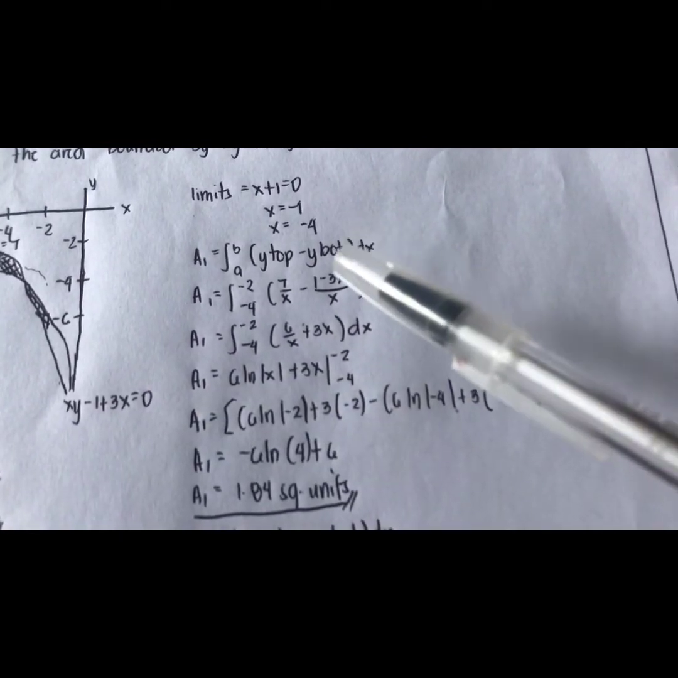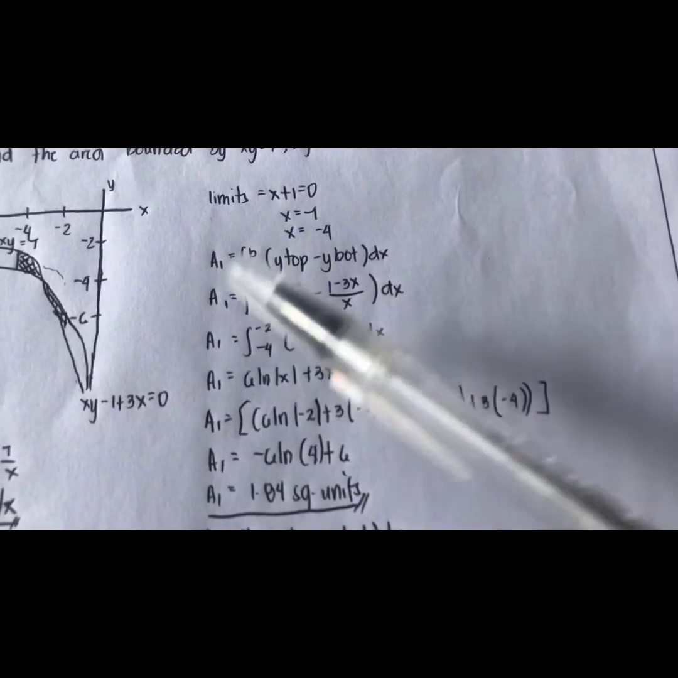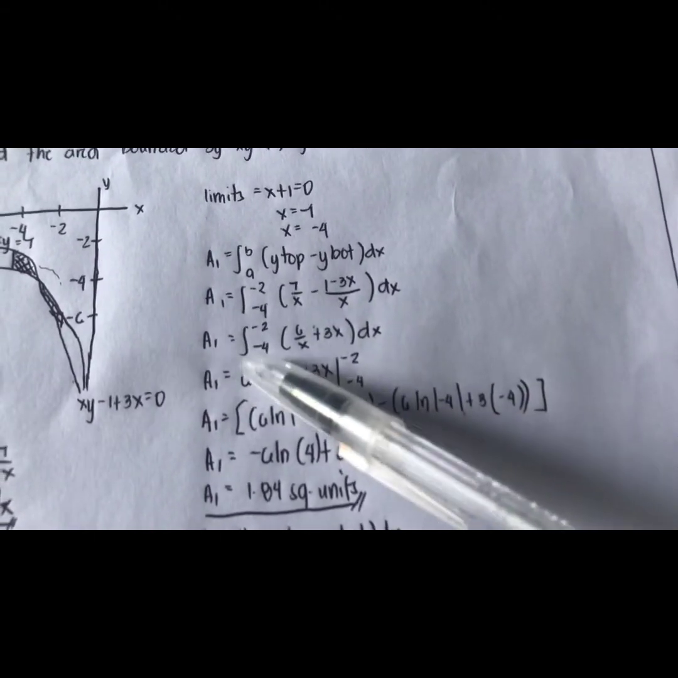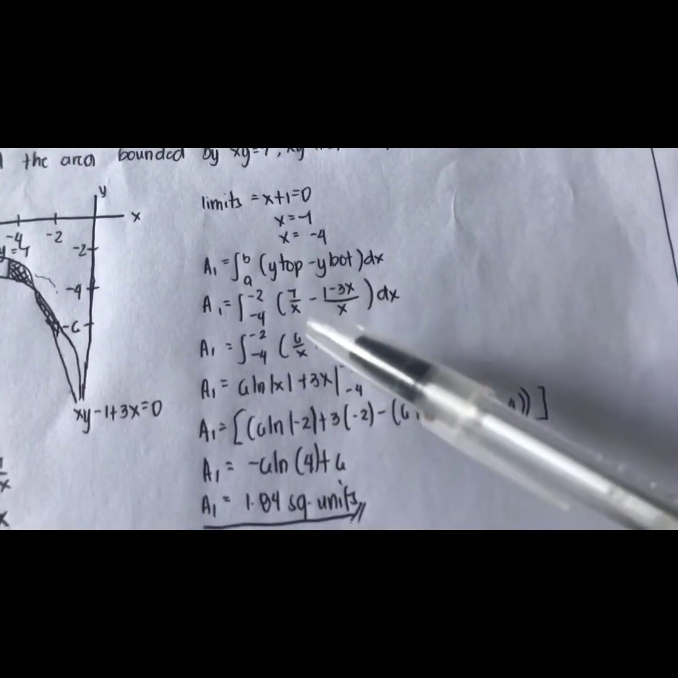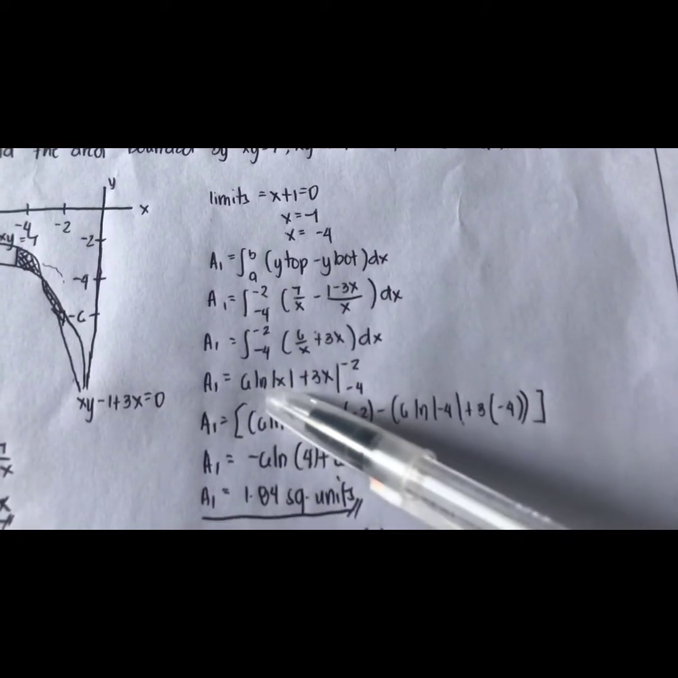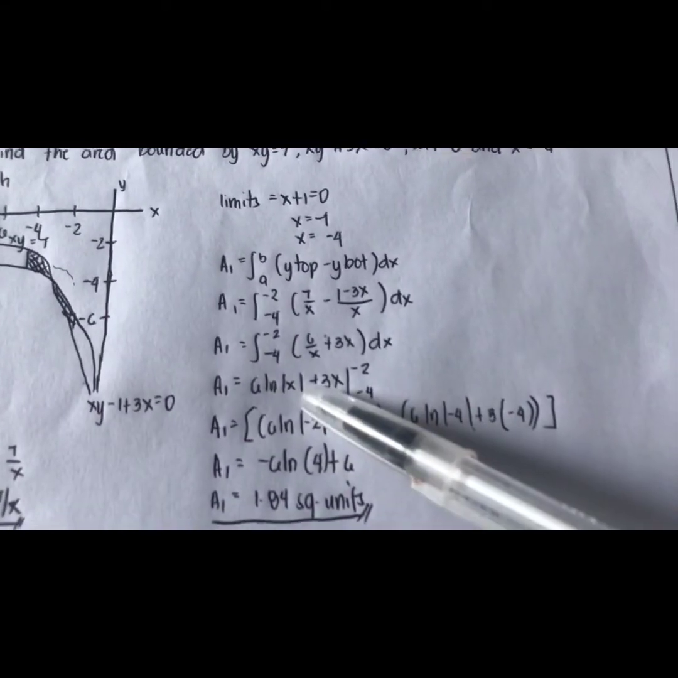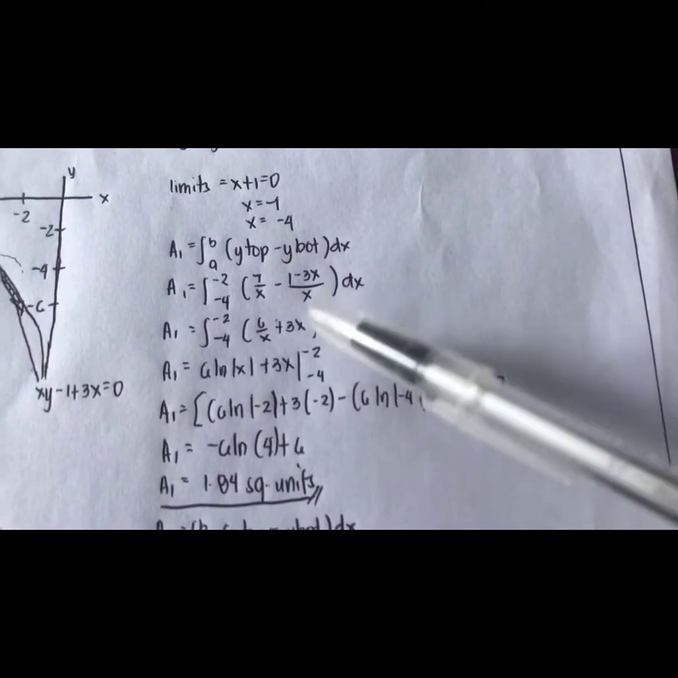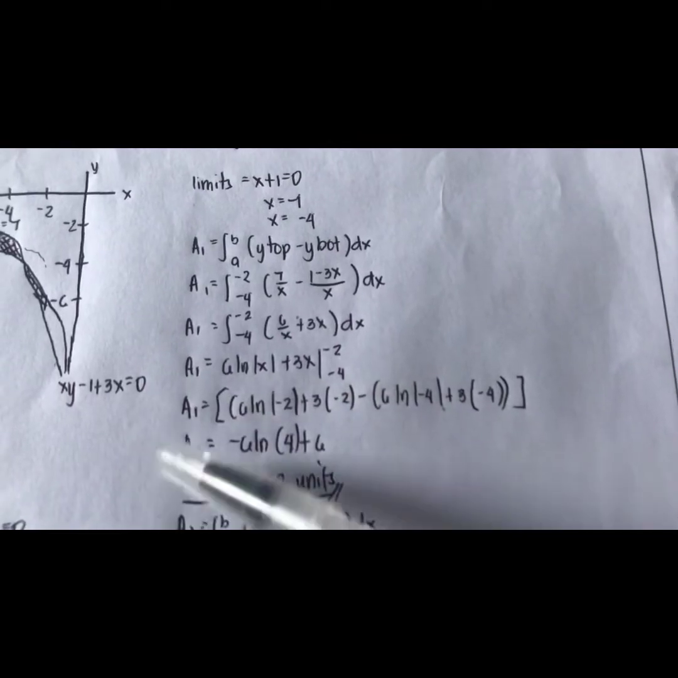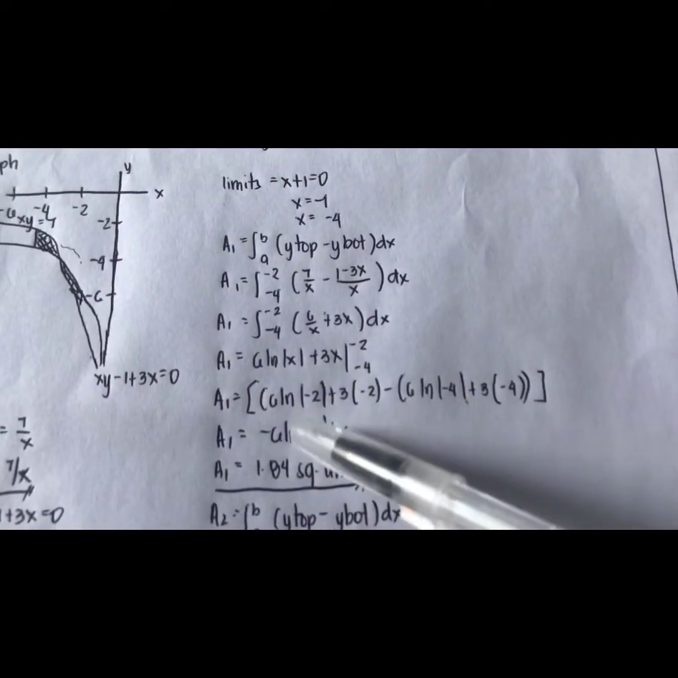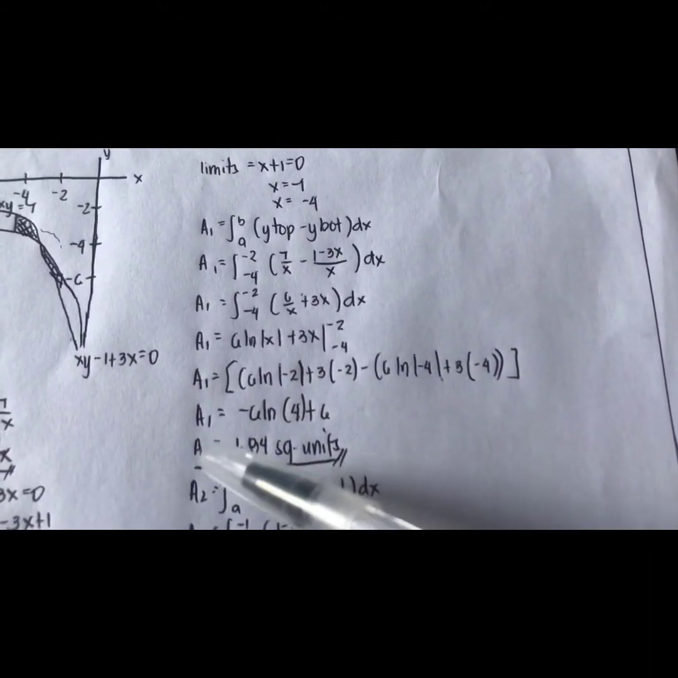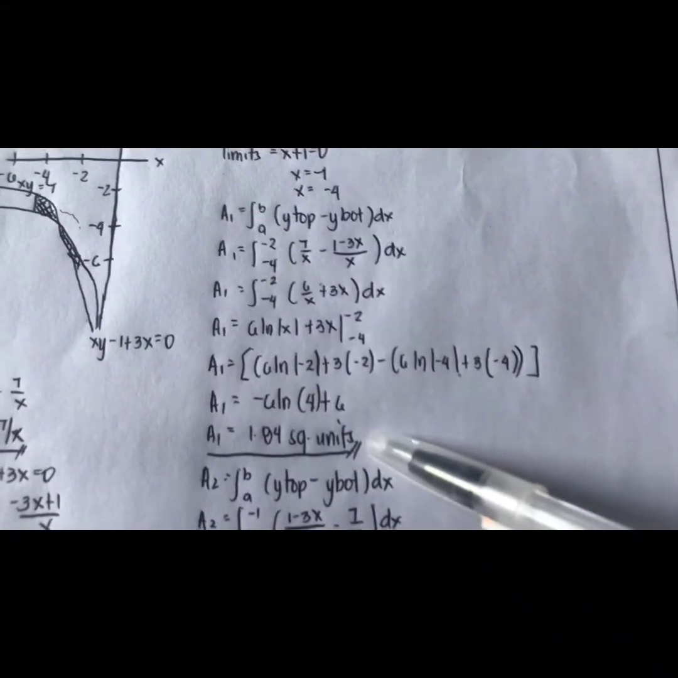Now, if we're going to simplify this one, we will have a1 is equal to the integral of 6 over x plus 3x dx from negative 4 to negative 2. Now, if we integrate this one, we will have a1 is equal to 6 ln absolute value of x plus 3x, and evaluate it from negative 4 to negative 2. Now, if we're going to input this in the calculator, we will have a1 is equal to negative 6 ln 4 plus 6, and that is equal to a1 is equal to 1.84 square units.